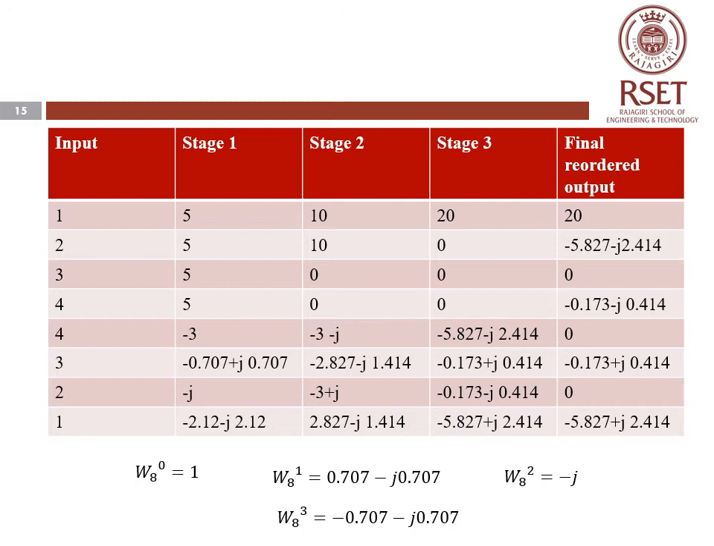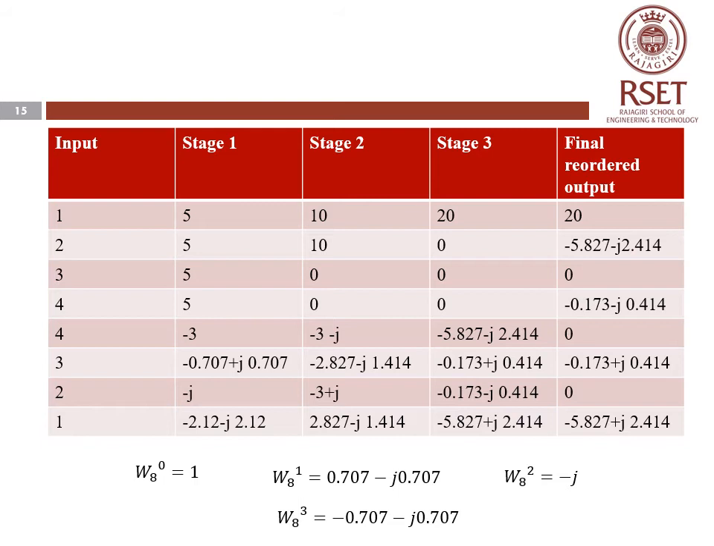So accordingly, the output of stage 1 is 5, 5, 5, 5, minus 3 minus 0.707 plus j 0.707, then minus j, and minus 2.12 minus j 2.12. The required twiddle factors are computed and written as shown. W8 raised to 0, W8 raised to 1 is 0.707 minus j 0.707, W8 raised to 2 is minus j, and W8 raised to 3 is minus 0.707 minus j 0.707.